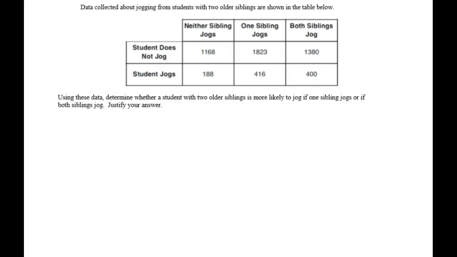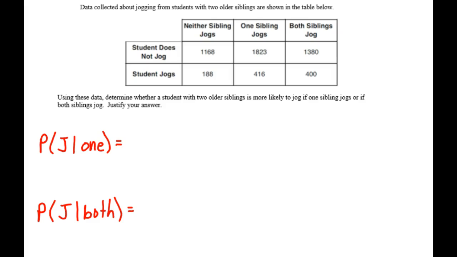So what we want to determine in this survey is whether a student with two older siblings is more likely to jog if one sibling jogs or if both siblings jog. Then we're going to justify our answer. Basically, we're just going to show the probabilities for each situation and compare the results. So there's two types of probabilities we have to calculate in this problem. First, we have to calculate the probability that a student jogs given that one of their siblings jogs. And then the second probability we have to calculate is the probability that a student jogs given that both siblings jog.